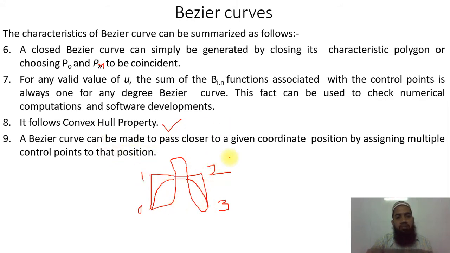A Bezier curve can be made to pass closer to a given coordinate position by assigning multiple control points to that position. This is also one of the properties.